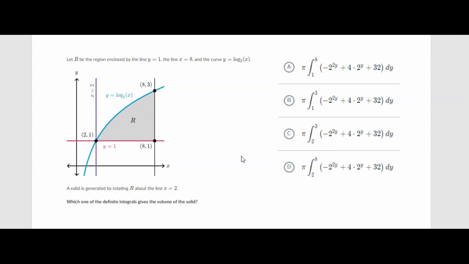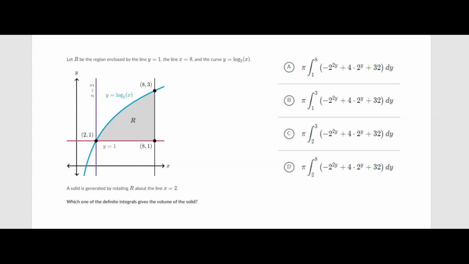It says let R be the region enclosed by the line y equals 1, the line x equals 8, and the curve y equals log base 2 of x. This is a good one because we'll look at a relationship we haven't looked at too much between logs and exponents. It says a solid is generated by rotating R about the line x equals 2. Which of the definite integrals gives the volume of the solid?